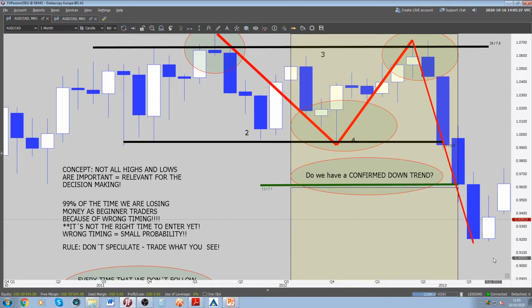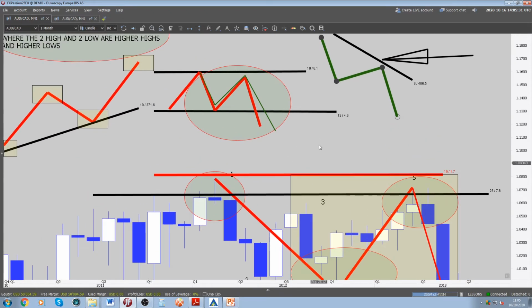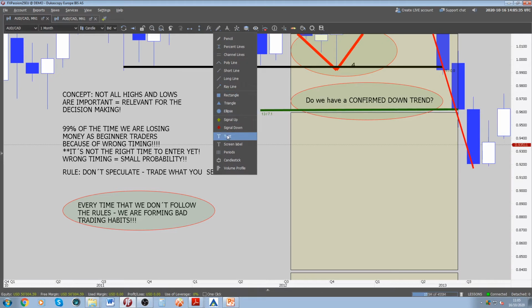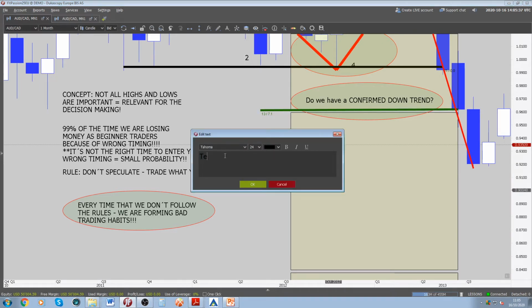Okay. So let's upgrade our knowledge today. This is a law. It's not a rule, it's a law. Wait for a new lower high. Great. This is a law.